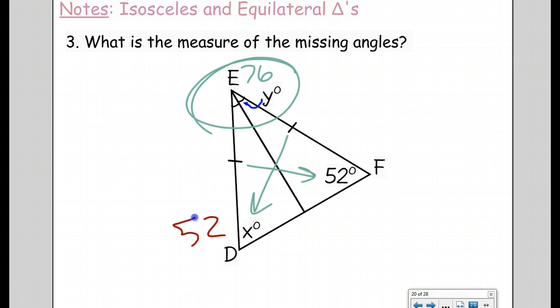And then what has happened to that angle? It's been bisected. So you were right. Divide by 2. 76 divided by 2, and you get 38.